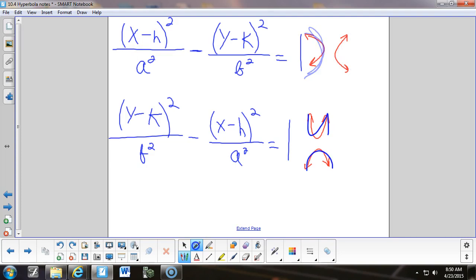Now, the way I think of this, although you probably won't read it anywhere in the book, is when the x comes first, it opens up in the x direction. When the y comes first, it opens up in the y direction. Y direction is up and down. X direction is back and forth.